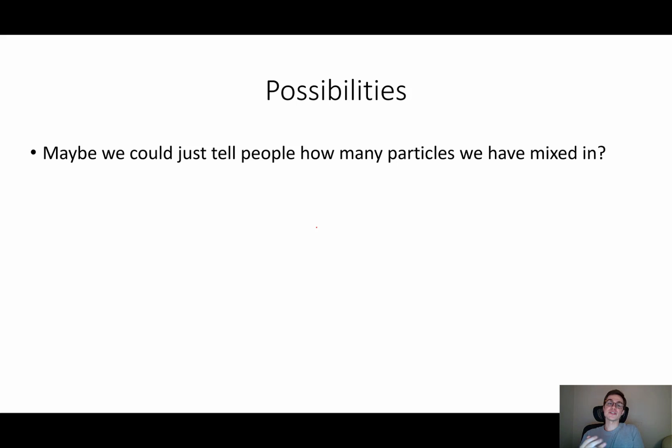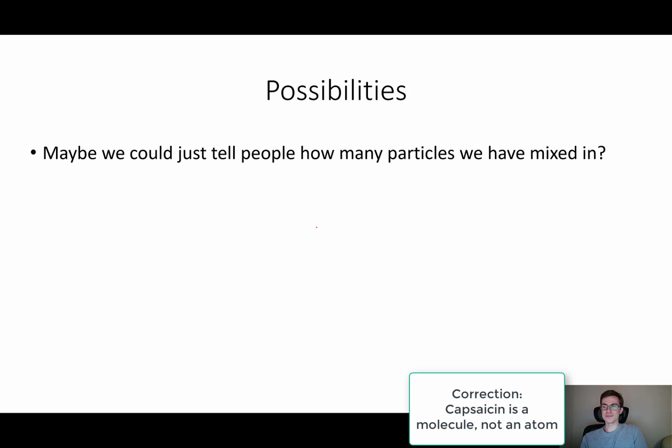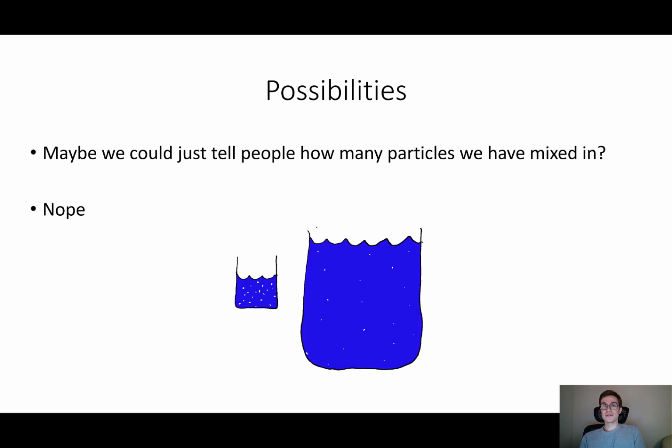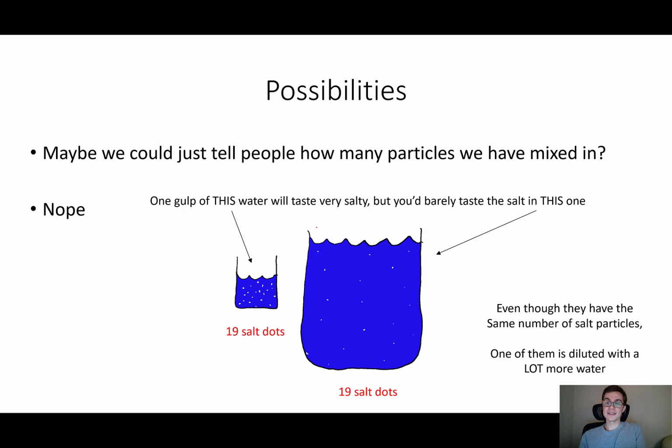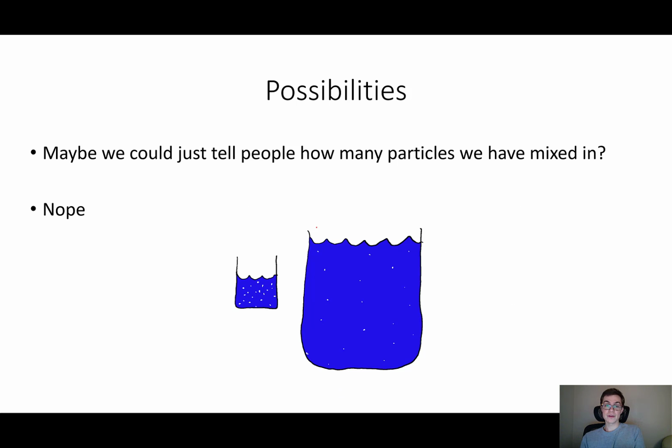So possibilities, let's brainstorm. Maybe we could just tell people how many atoms you want in there. Like maybe you could say, give me, I don't know, some hot sauce with 42 billion capsaicin atoms. Which sounds like a lot, but atoms are very tiny, it's not that much. But no, that's not going to work. And this is why. These 2 cups, they have the same number of salt atoms in them. They have the same number of salt dots. But this one on the left is going to be really salty if you take a sip, and the one on the right is not going to be very salty. Because even though they have the same number of salt particles, one of them is diluted with a lot more water.